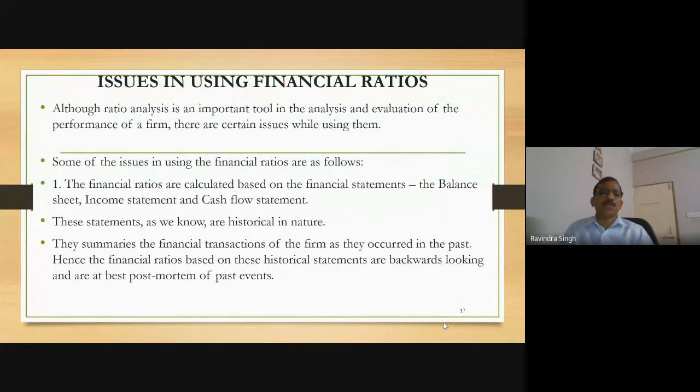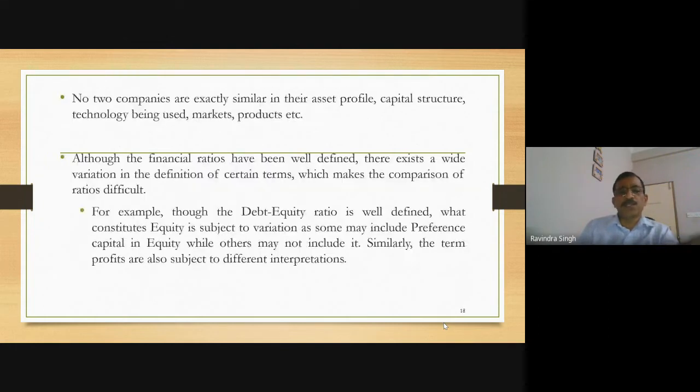Some of the important points, okay. The financial ratios are calculated based on the financial statements: the balance sheet, income statement, and cash flow. These statements, as we know, are historical in nature. Previous year ka kya tha, prepared based on that. They summarize the financial transactions of the firm as they occurred in the past. Hence, the financial ratios based on these historical statements are backward looking and are at best a post-mortem of past events. इसलिए टोटली एक रेशियो पर रिलाय न करके you go for various ratios.